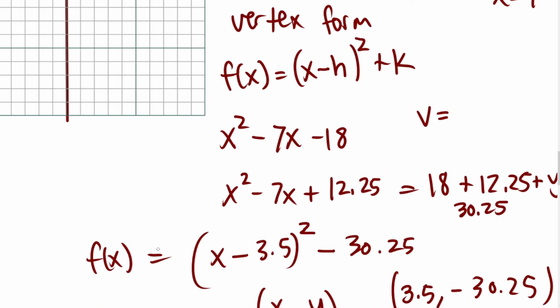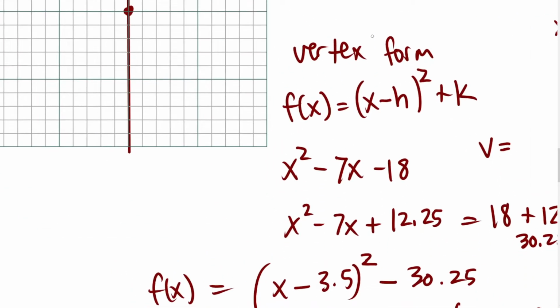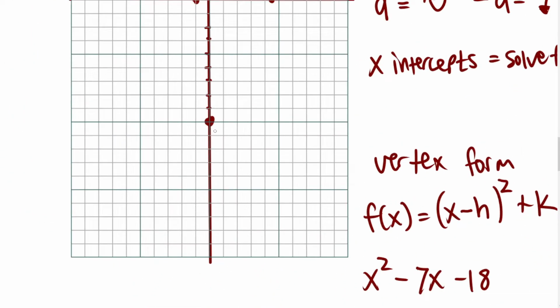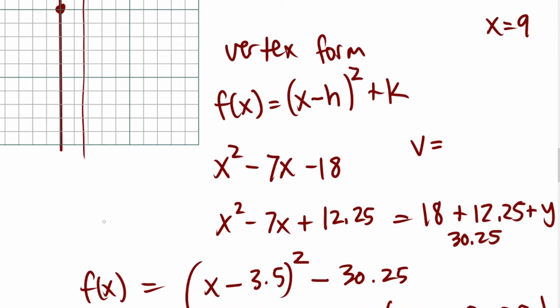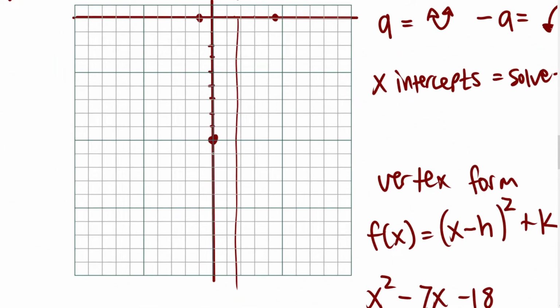And we know our vertex is going to be 3.5, comma, like for our x, and then for our y, negative 30.25. So 2, and then 3.5. It's going to be like right down here. And then our 30.25 will be, here's 18, 20, 22, 24, 26, 28, 29, 30. And then 0.25 will be like right there-ish. And so they'll intersect here.